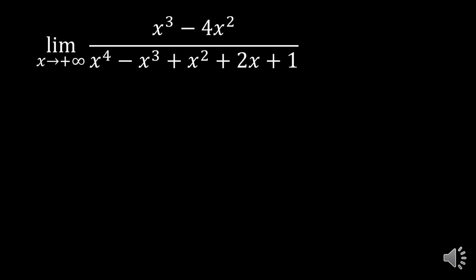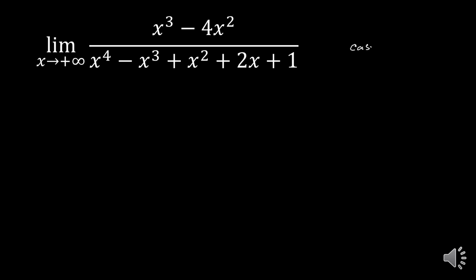Join me for another topic, and this time we're talking about limits at infinity using horizontal asymptote. We will now start with our limit of x cubed minus 4x squared over x to the power of 4 minus x cubed plus x squared plus 2x plus 1 as x approaches positive infinity. So right from here, we can actually make use of the horizontal asymptote. There are three cases for the horizontal asymptote.